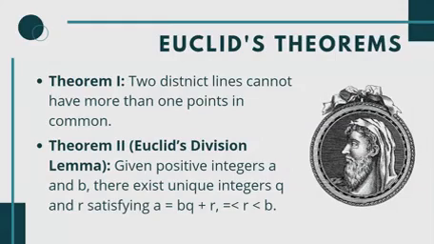Euclid's theorems. Two distinct lines cannot have more than one point in common. It means it is impossible for two distinct lines to have more than one point in common. Theorem second, which is also known as Euclid's division lemma: given positive integers a and b, there exist unique integers q and r satisfying a equals bq plus r, where r is greater than or equal to 0 and less than b.